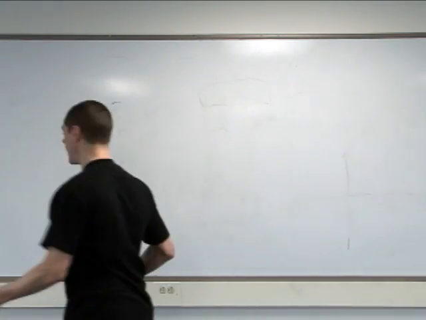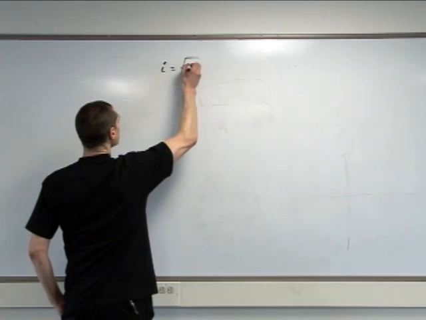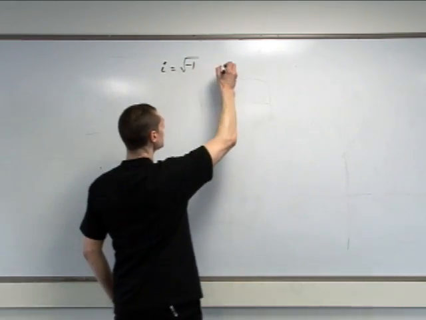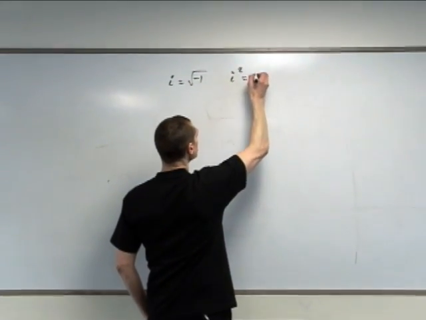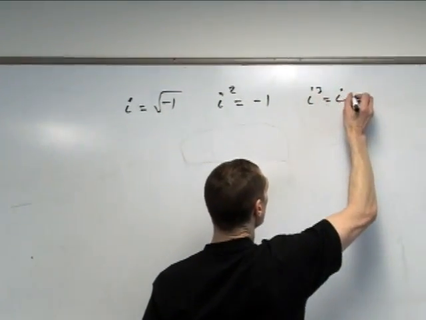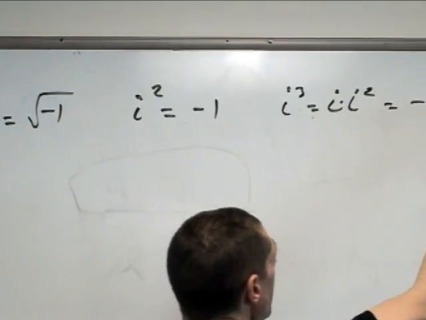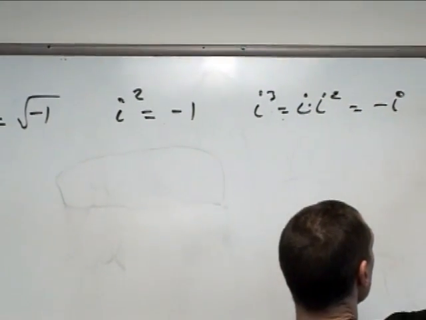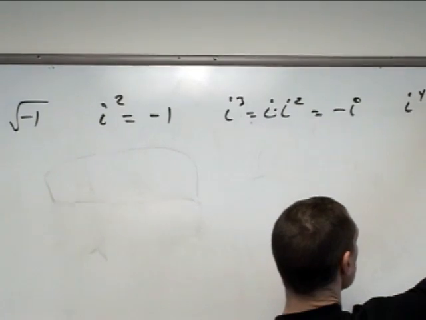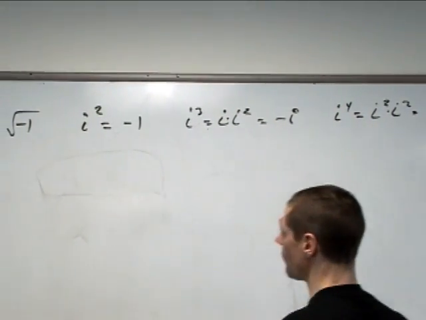Okay, so we're back, and we were talking about i, which is the square root of -1, and incidentally, you should get to know these. That means that i squared is -1. That means that i cubed is i times i squared, which is -i, and i to the 4th power is the same as i squared times i squared, which is -1 times -1 is 1.